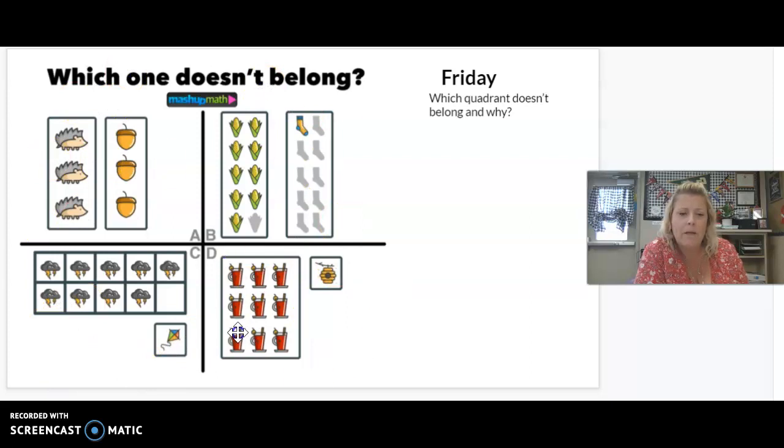Look for that pattern. Good luck, and if you need help, email me and I will help you.